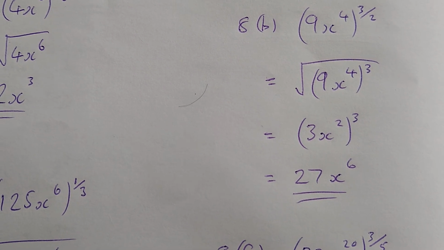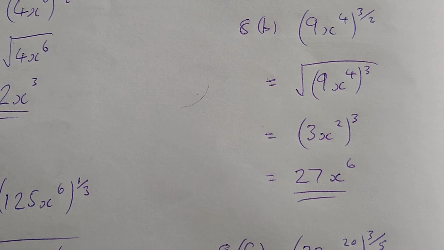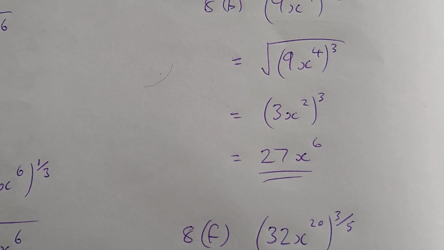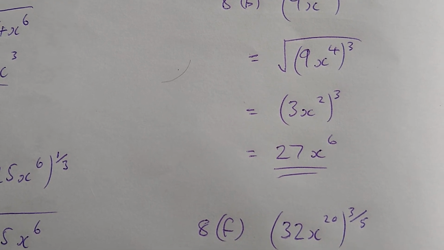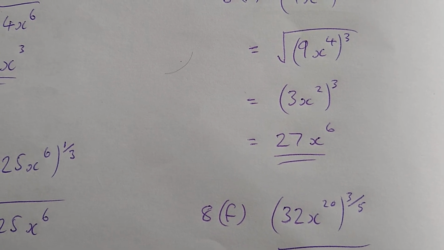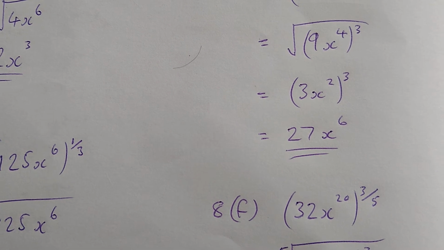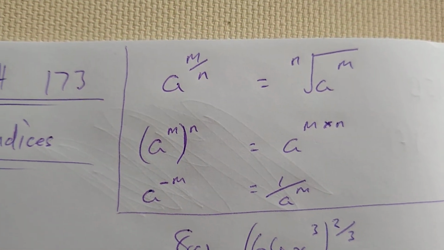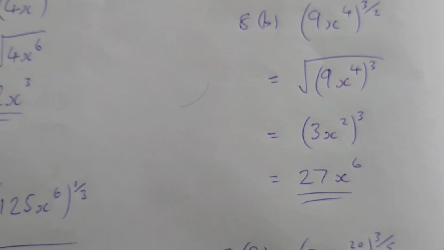The square root of x to the 4 is x squared, because x squared times x squared equals x to the 4. And then what do we need to do? We still need to cube all of that. So cube the 3: 3 3s are 9, times 3 again is 27. x squared times x squared times x squared is x to the 6. Or of course we could just do x to the 2 times 3 using this middle rule up here that we talked about at the start of the video. Either way you're getting the same answer.